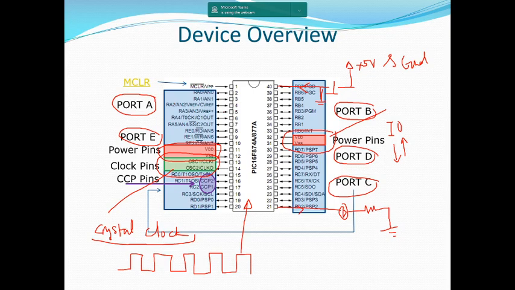So now, the important thing is this one first, the master clear. Second one is the power pins. The third one is the clock pins. And the fourth one is your port, grouping port A, B, C, D, E for your I/O. So this is how it works.